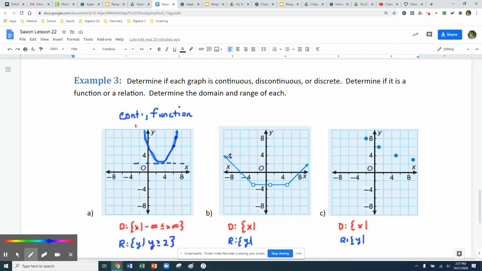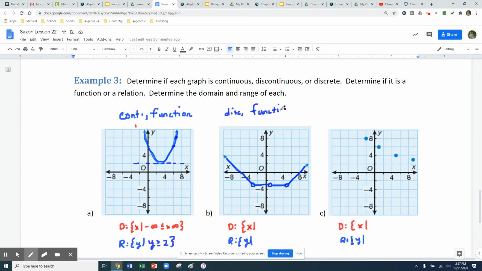As I check my second function, I go and look. I have to lift my pencil here to create a hole, lift my pencil here to create a hole, lift my pencil here to create a hole. So I do have a discontinuous graph. Next, I check the vertical line test. It's always only hitting 1 point. So yes, this one is a function.